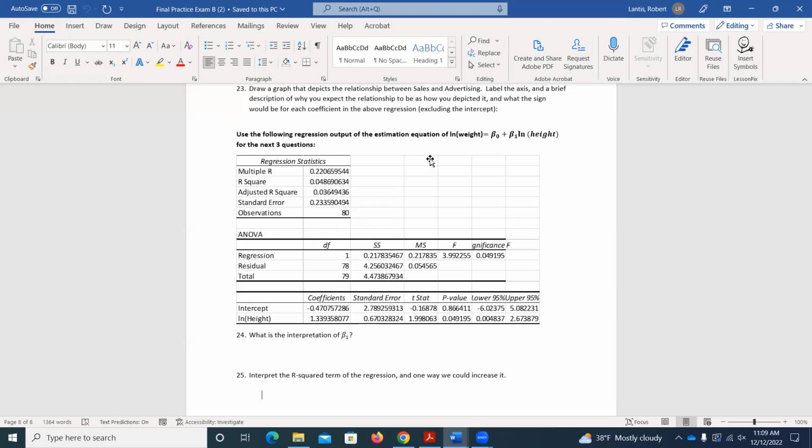And why would we do that? Well, first of all, we can answer a couple other questions that are on here that apply to any type of linear regression problem you might see. So if I'm looking at this, can I say at the 95% confidence level or the 5% significance level that there is a relationship between the natural log of weight and the natural log of height?